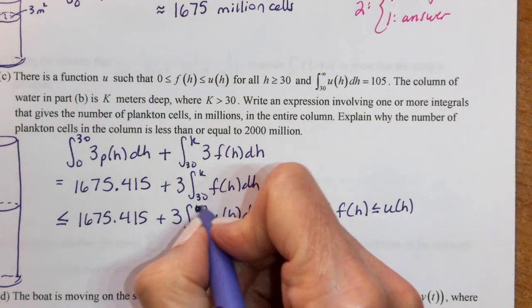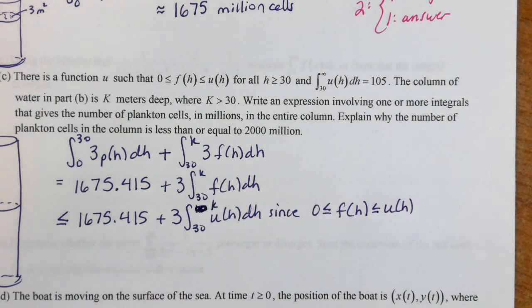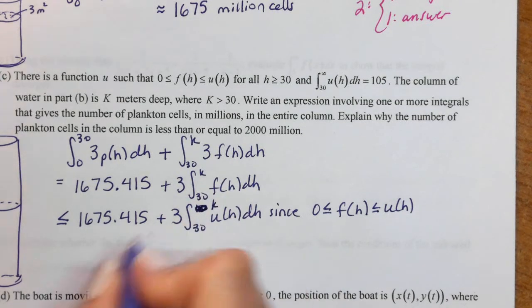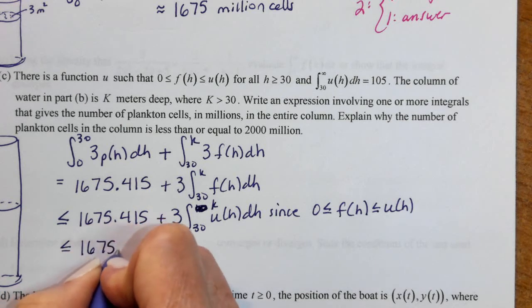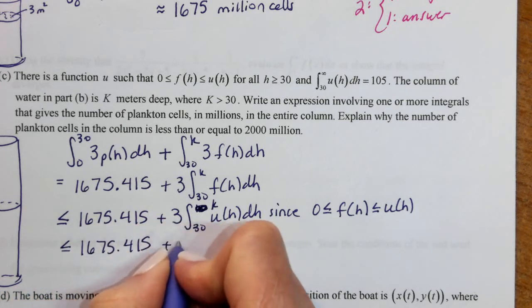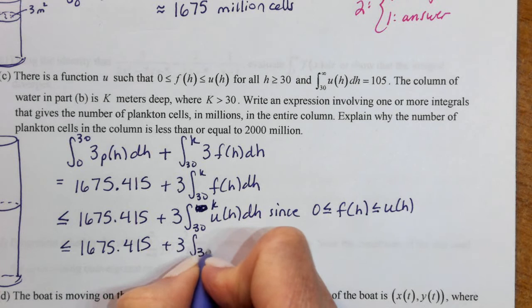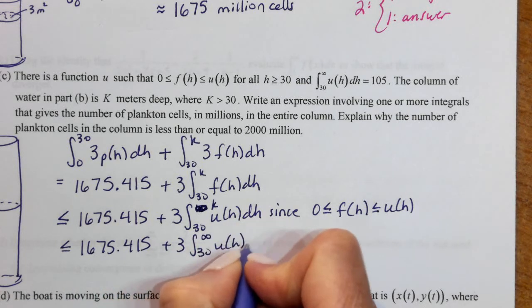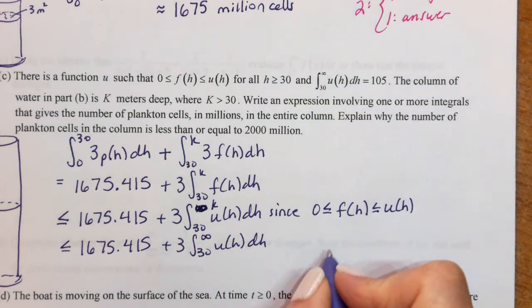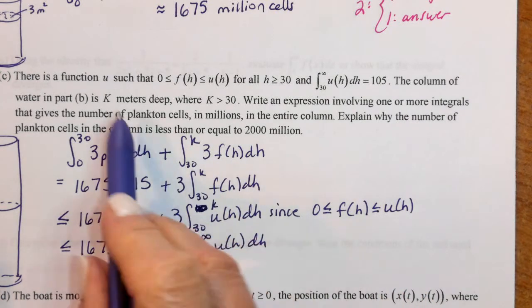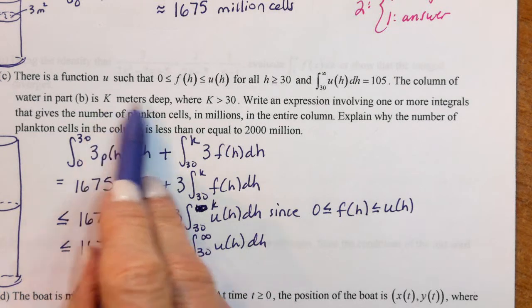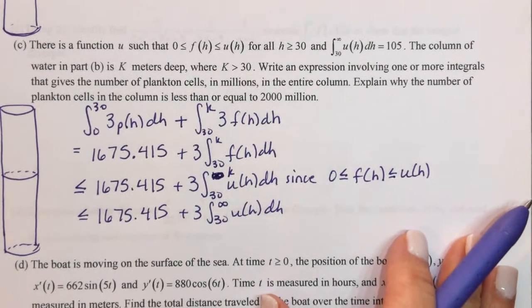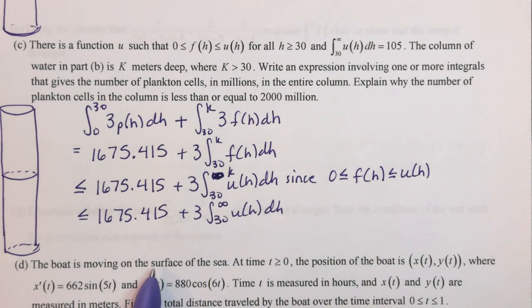I could actually keep the k here, and that would be really obvious. And now I'm going to substitute in that infinity. Since we're given k, and they're saying that k is a number of meters deep, so it is a number. So that's true.